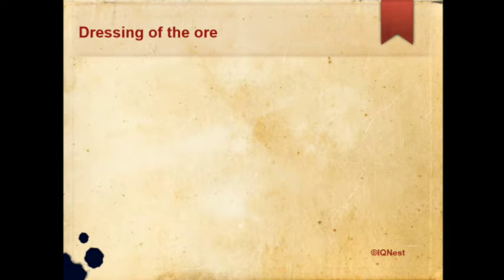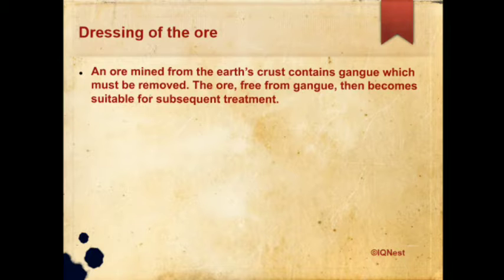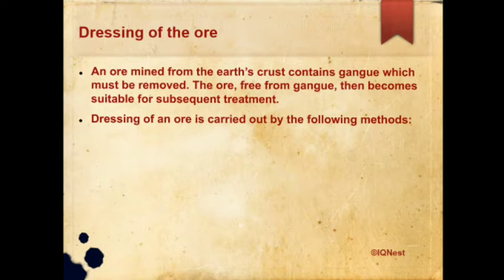The first one is dressing of the ore. An ore mined from the earth's crust contains gangue which must be removed. The ore free from the gangue then becomes suitable for subsequent treatment. Dressing of an ore is carried out by the following methods.